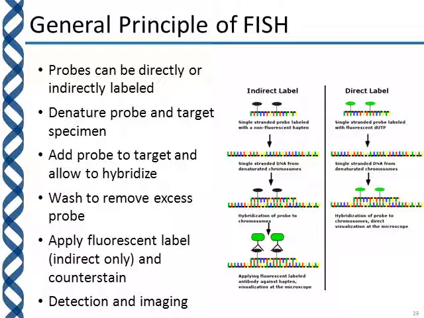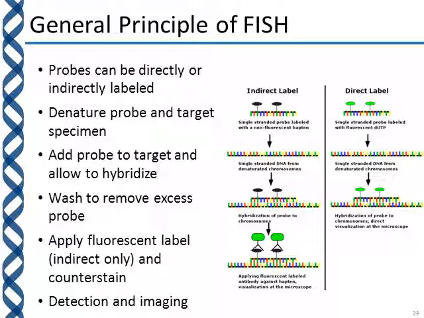So here we show on the right a schematic of the direct and indirect labeling. With indirect labeling, a single-stranded probe is labeled with a non-fluorescent hapten. This is hybridized to single-stranded DNA from denatured chromosomes. Then, after hybridization of the probe to the chromosome, you apply a fluorescently labeled antibody against the hapten, and then visualization of the fluorescence using a fluorescent microscope.